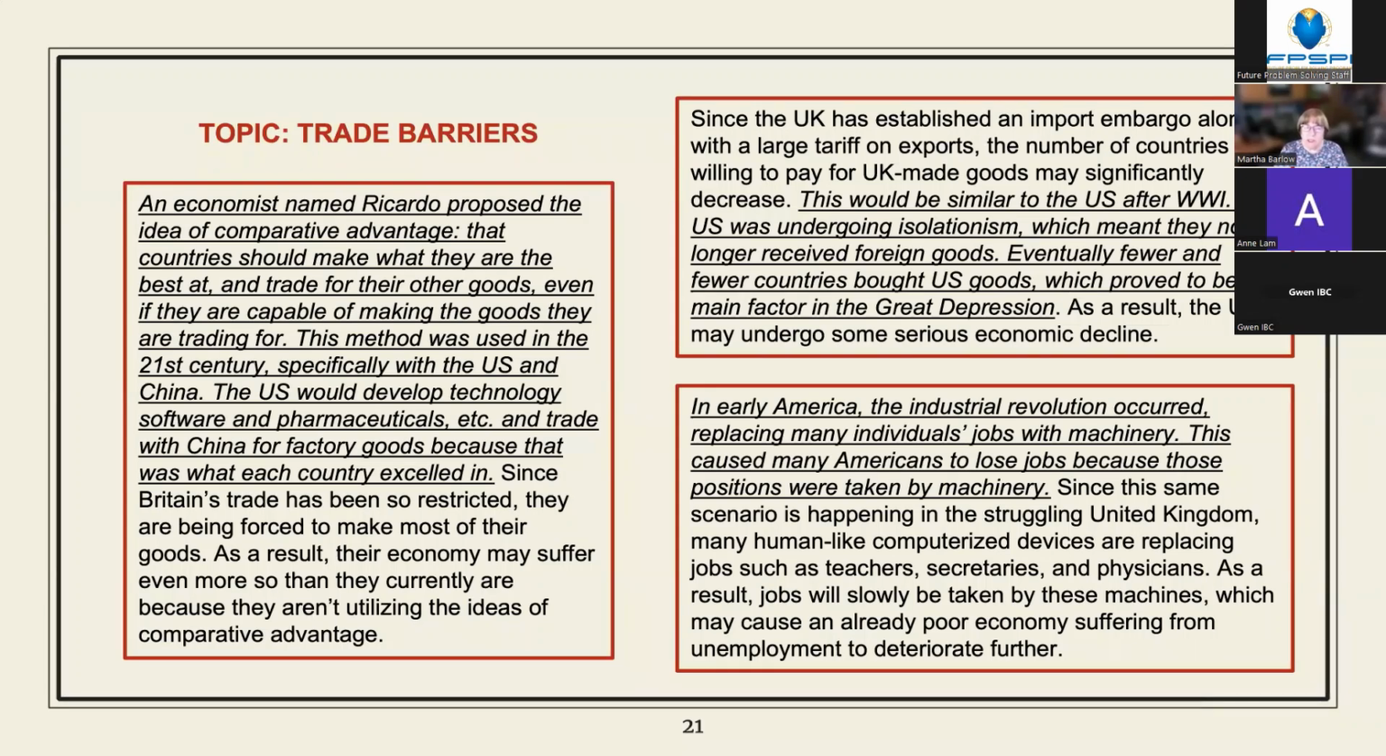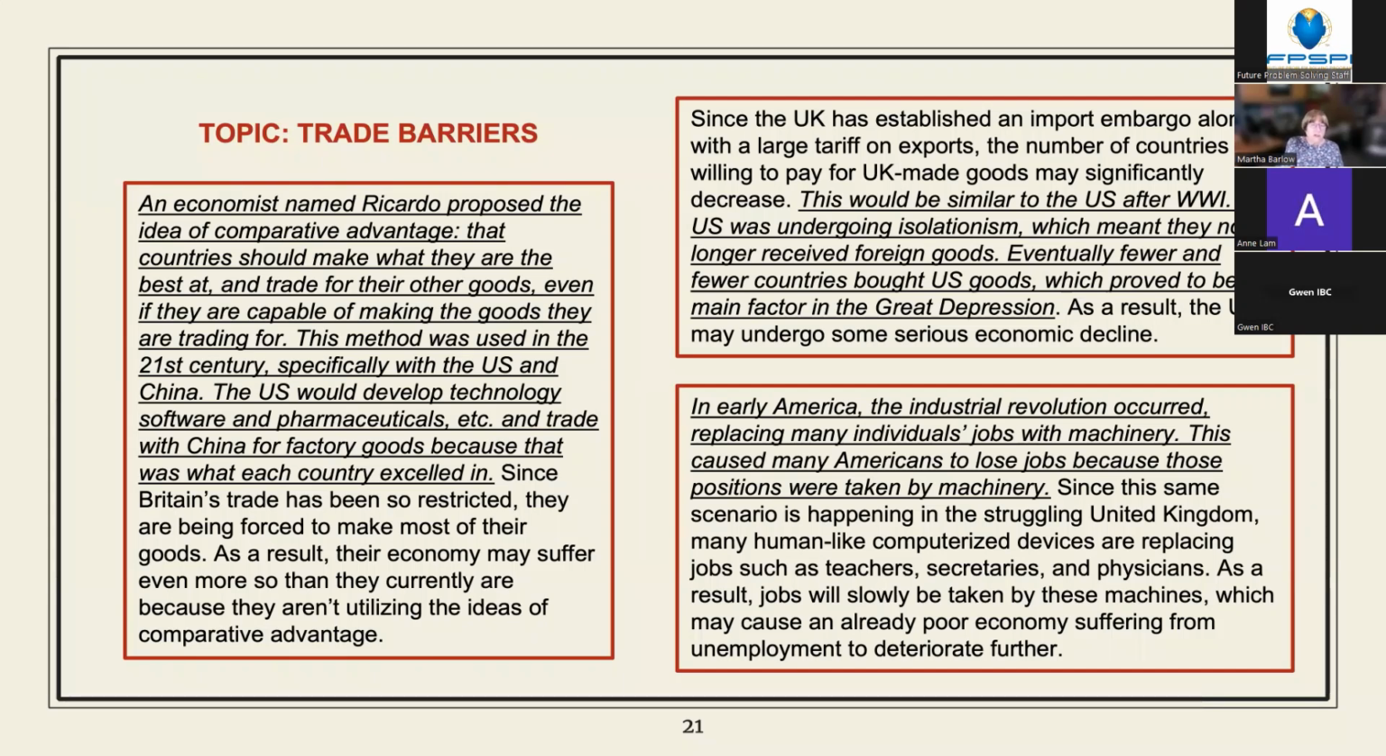Now, we did read books for this topic, but these were high school students who were also taking economics classes. And so by this time, they were starting to notice in their classes things that related to the various topics we had done over several years. So they were able to pull information from their economics classes in addition to the things that we read. On the left, something we read quite a bit about as one theory was comparative advantage. That countries should make what they're best at and trade for other goods, even if they're capable of making those other goods they're trading for.